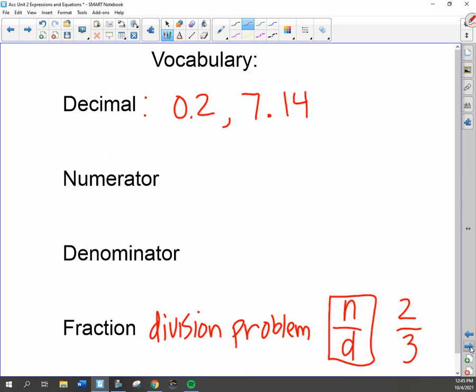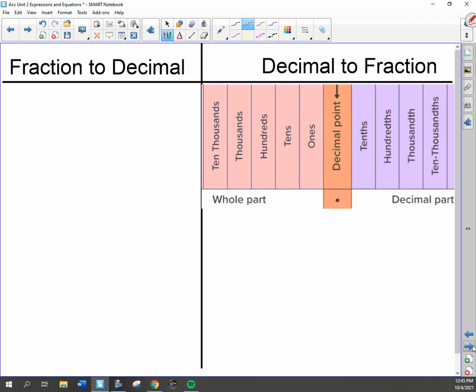Numerator and denominator, we can use that same example. Numerator is the top number, denominator is the bottom number. Numerator goes on top, and denominator is on the bottom. Okay, let's go ahead and jump right in. Now, you might want to draw the fraction to decimal, decimal to fraction notes. We're going to talk about how we convert from a fraction to decimal and a decimal to fraction without a calculator, and then I'm going to show you how to use a calculator.